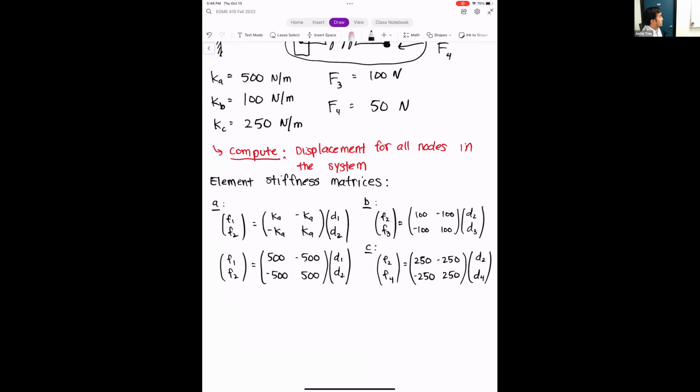All right, so those are all the element stiffness matrices. And so the next step is going to be assembly. Any questions on these so far? All right, so let's do assembly now.